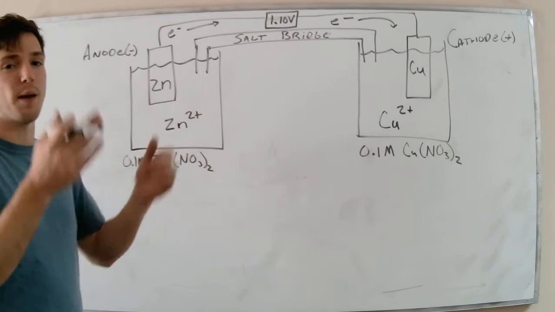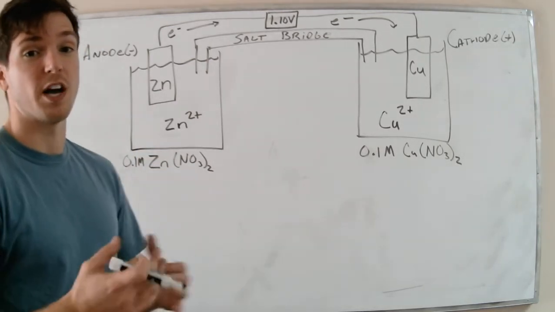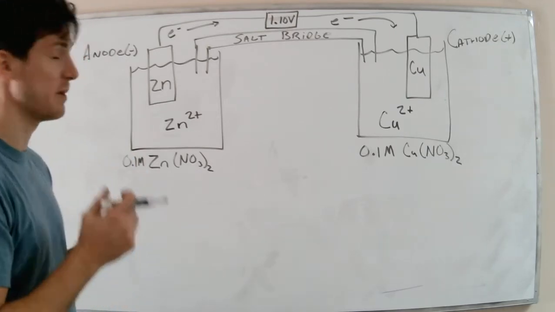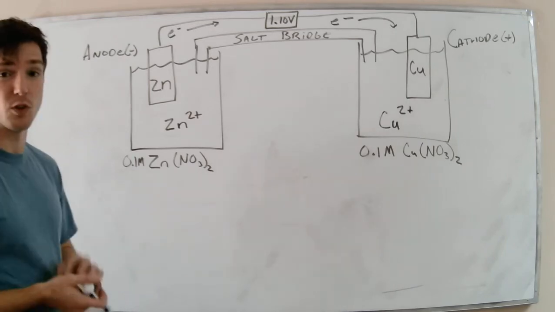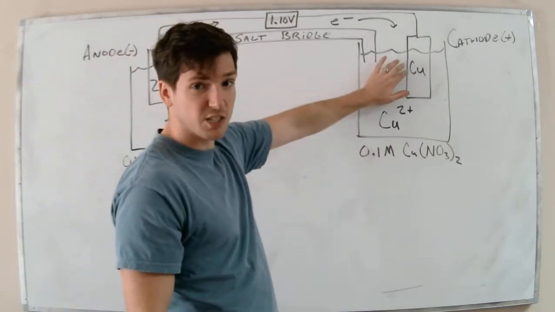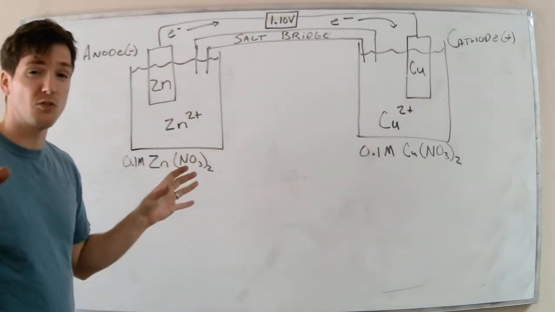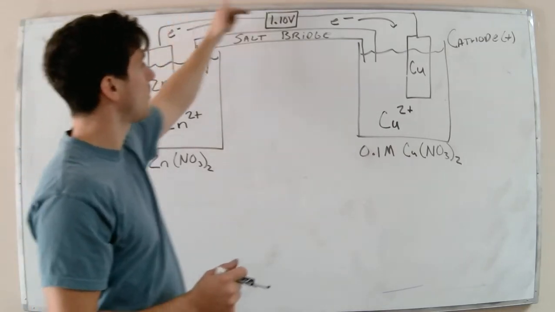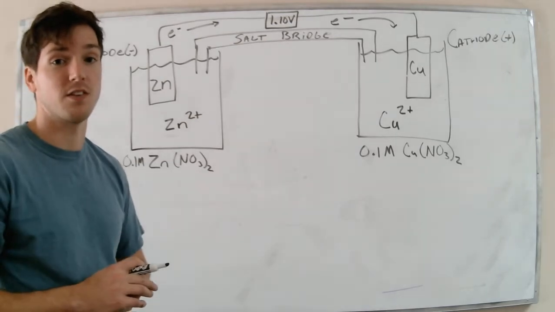Well, the higher up you are on that list, the more likely you are to attract electrons, or get electrons, or be reduced. So if you look at that list, you'll see that copper is much higher on the standard reduction list than zinc. So if we put those two metals together in a galvanic cell, zinc will transfer its electrons over to copper because copper wants them more.